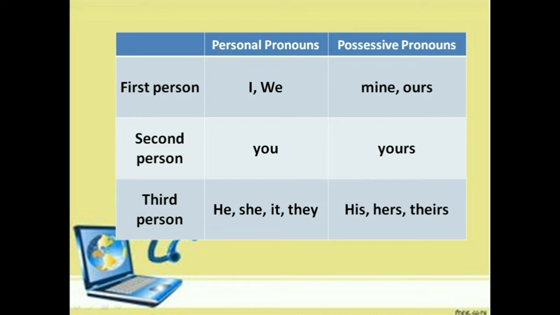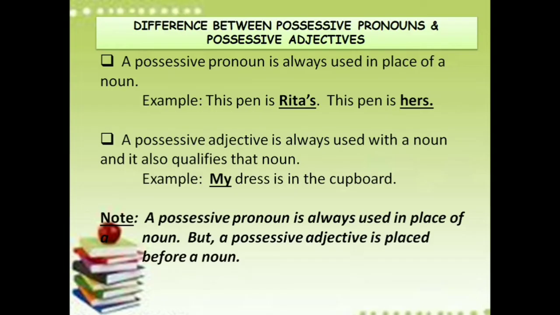And in the second person, you is the personal pronoun and yours is the possessive pronoun. And in the third person, he, she, it and they are the personal pronouns, and his, hers and theirs are the possessive pronouns. We often get confused between possessive pronouns and possessive adjectives. So here are the differences between possessive pronouns and possessive adjectives.